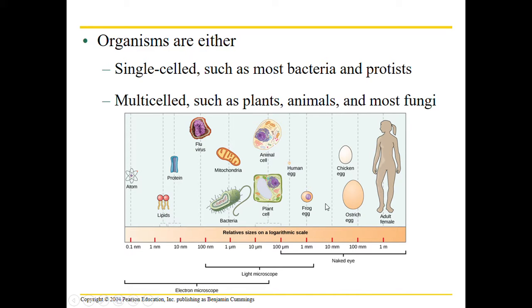Here we have a scale. This is a pretty nice scale. We call this logarithmic, which means that we increase tenfold with each movement, just like the pH scale, we're increasing 10 times. Here we start at the atom, and then 10 times bigger than that, well, a little bit more than 10 times bigger. But then we have lipids. After that, proteins, a bit bigger than that. We have viruses, or at least the flu virus. Then mitochondria and bacteria, animal cell, plant cell, and we have a human egg, frog egg, chicken egg, ostrich egg, to adult female. So these are just some examples.